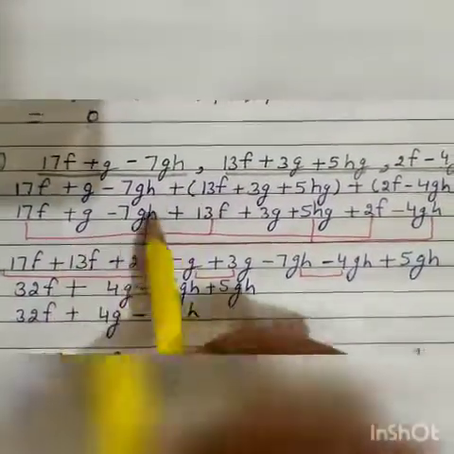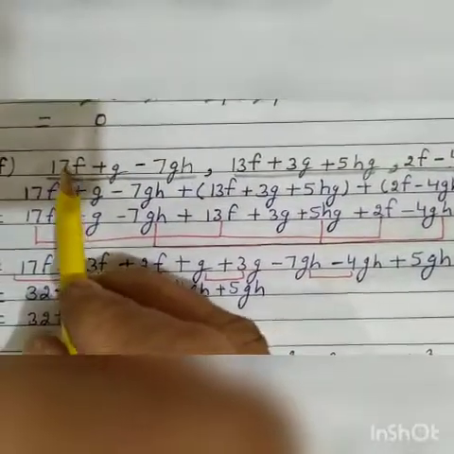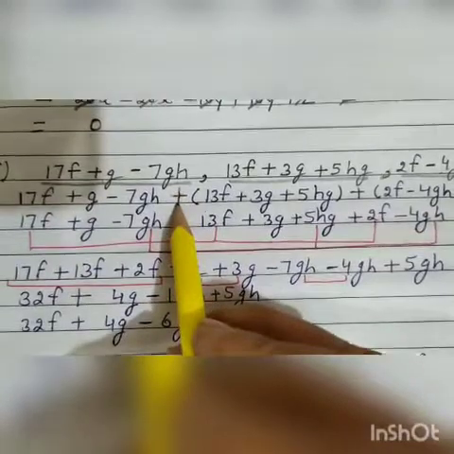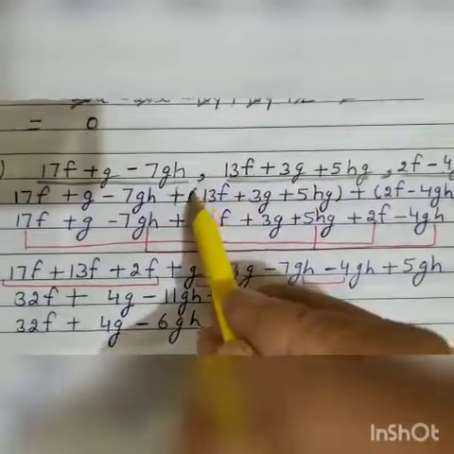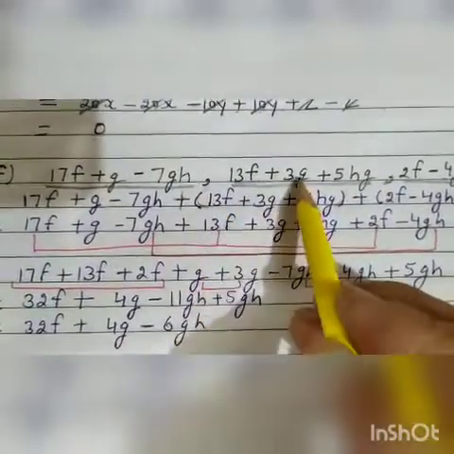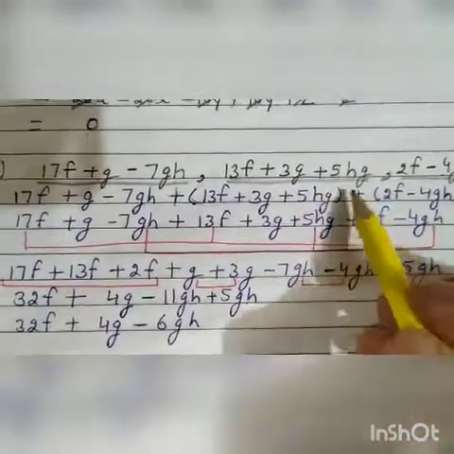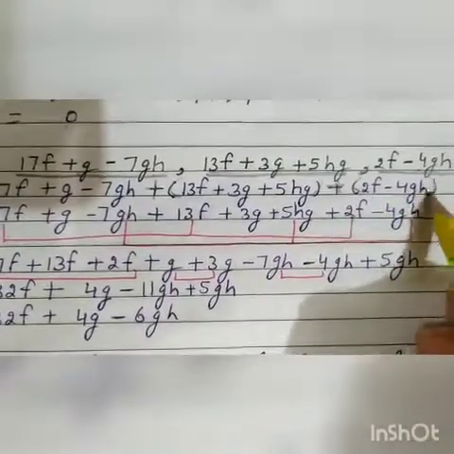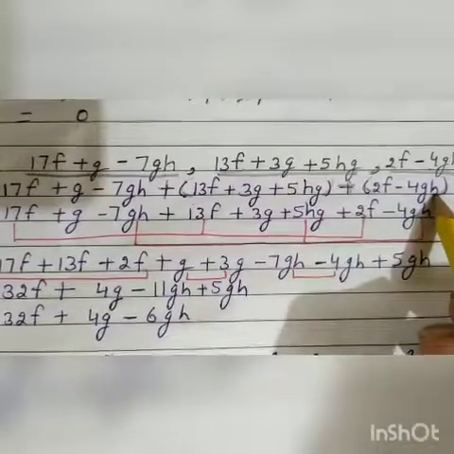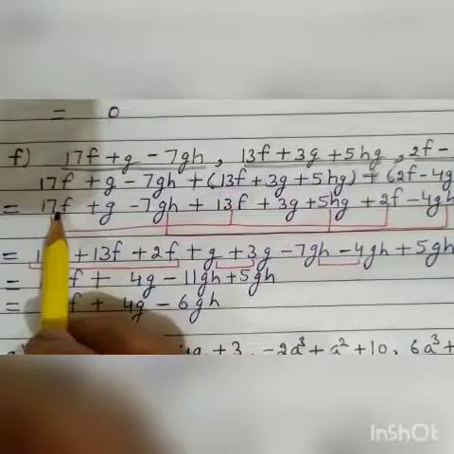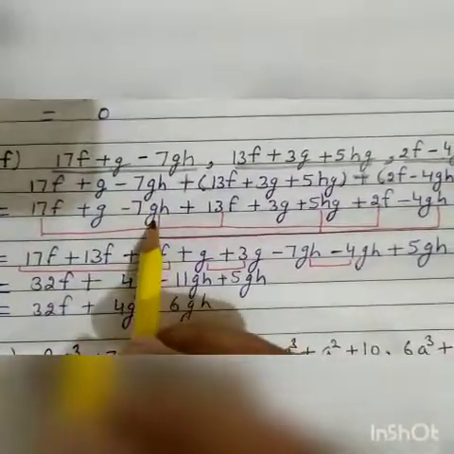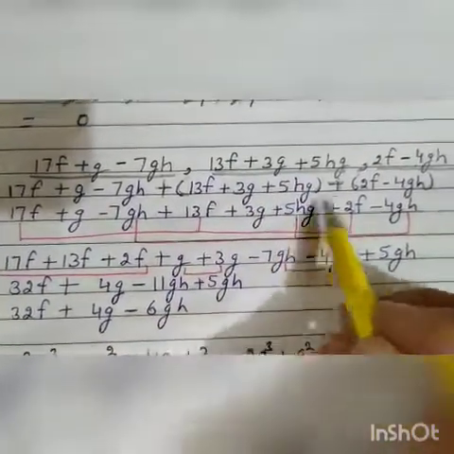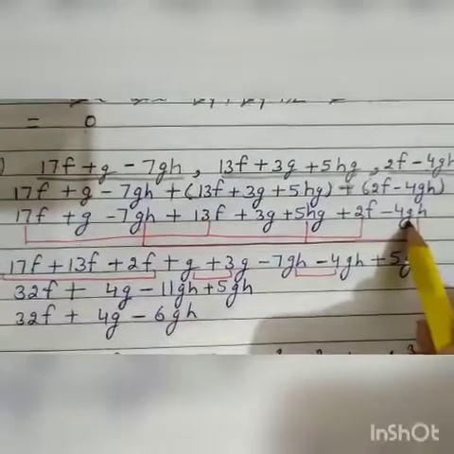First we will put a plus sign between these three expressions. So 17f plus z minus 7gh, then put a plus sign, write this second expression within bracket 13f plus 3g plus 5hg, again put a plus sign and write this third expression within bracket 2f minus 4gh. Now remove the brackets. 17f plus g minus 7gh plus 13f plus 3g plus 5hg plus 2f minus 4gh.